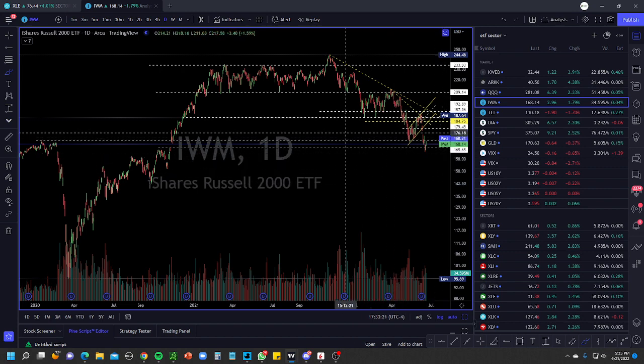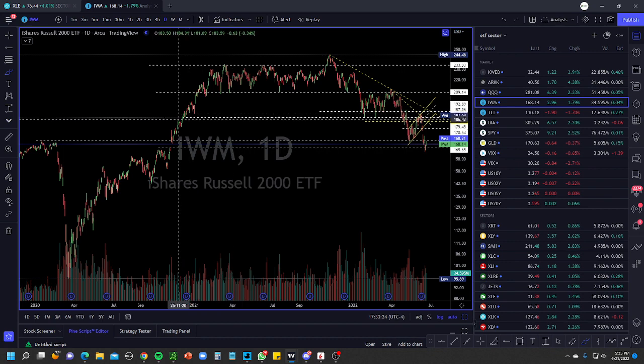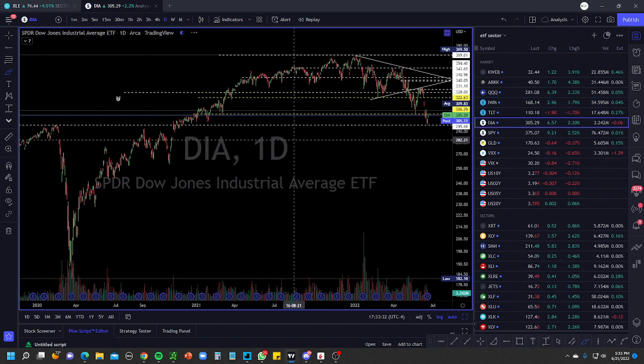But this is a slow grind down after a distribution. So public participation happened. We have distribution. Now we have a stage 4 breakdown of a trend in IWM. We'll see if this keeps up or if we start to go sideways from here.